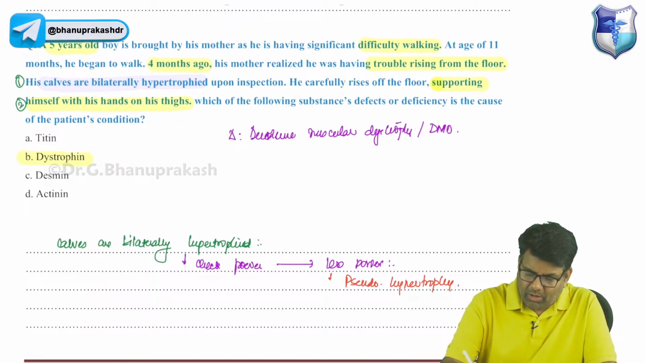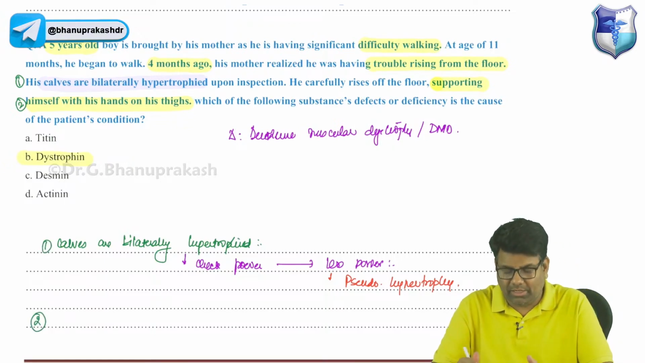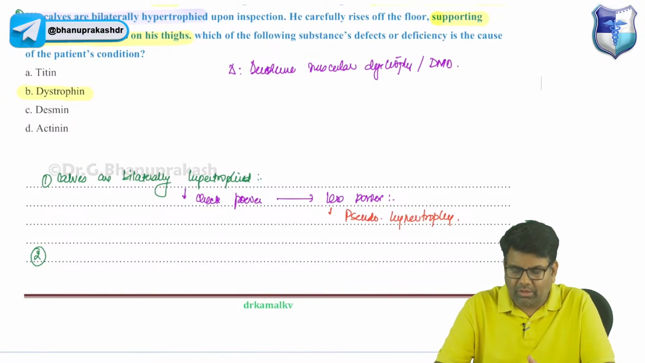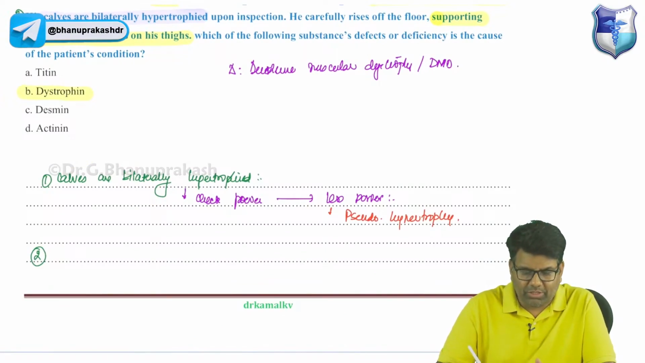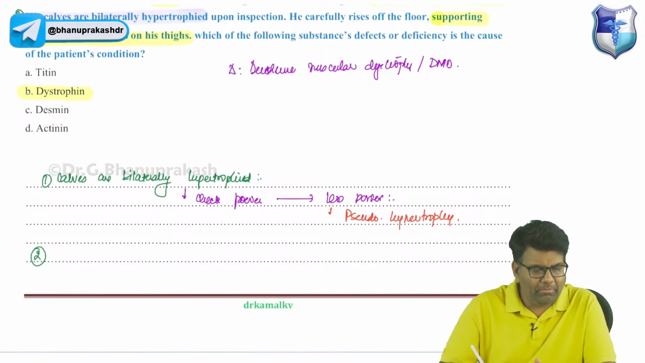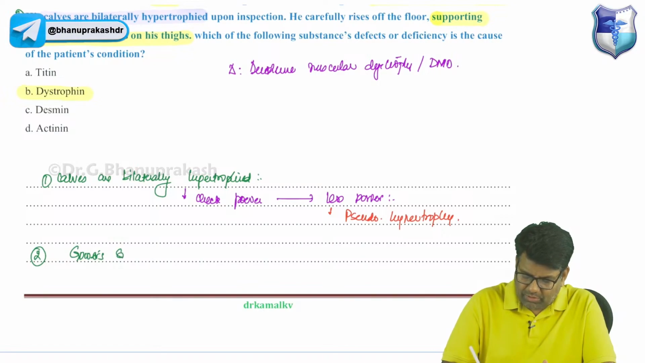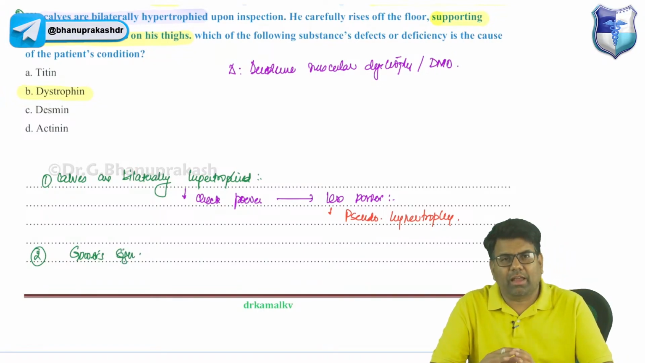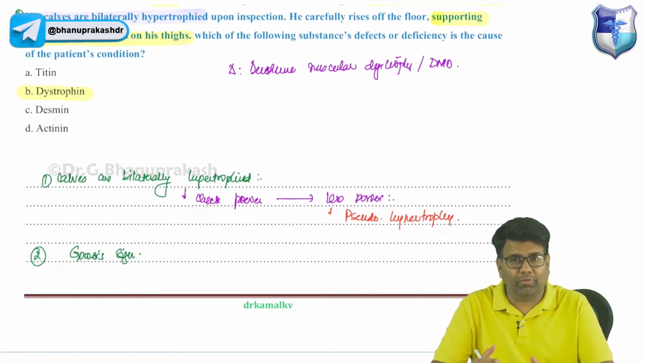So we have used the term number one. Now what is this number two? Number two is a classical sign of Duchenne muscular dystrophy. And what is this sign? Anyone? This classical sign? Gowers' sign. Gowers' sign. And this is the classical way of the patient getting up from the floor.